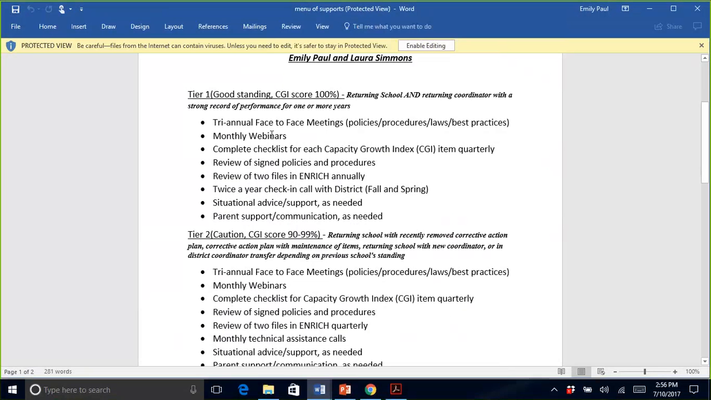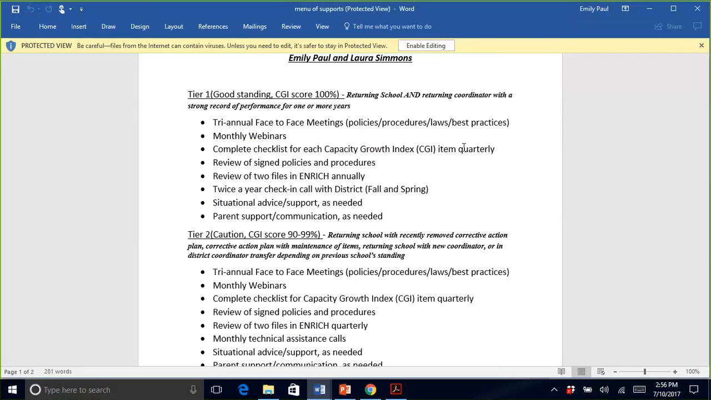We'll have monthly webinars this year. They'll be recorded, so if you can't make it, you can watch a recorded one, but it's always better to attend live if you need to ask questions. You'll have a checklist for each capacity and growth index item quarterly, so you're just going to check off that you're doing those things, not necessarily showing us evidence.